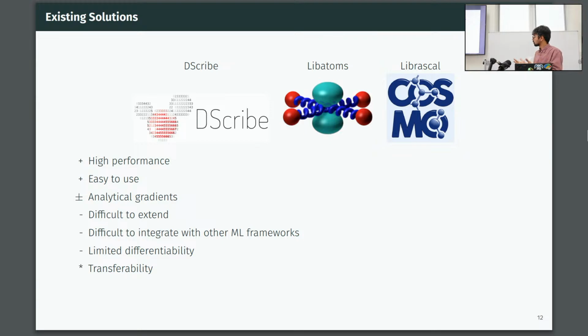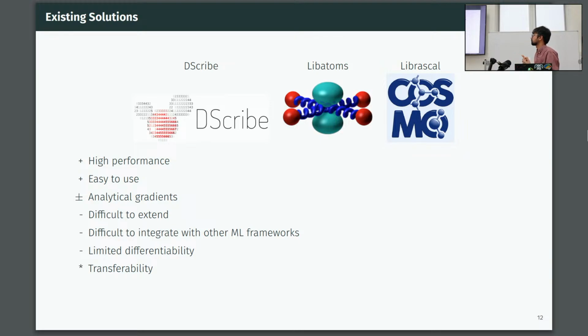What are the existing solutions? So there are libraries that compute exactly that. Describe is one of the most popular ones. libatoms is used by GAP that I just showed, and it is one of the most used ones. They are really high performant. They are easy to use. They're pretty well designed and coherent libraries. One of their best features is they have analytical gradients, and I also count it as somewhat of a negative because of reasons that will come later.